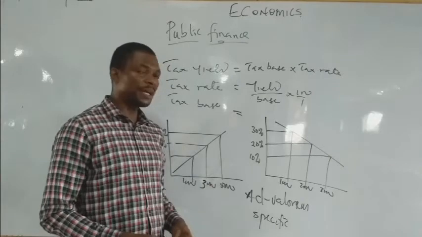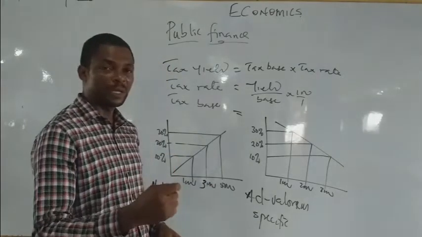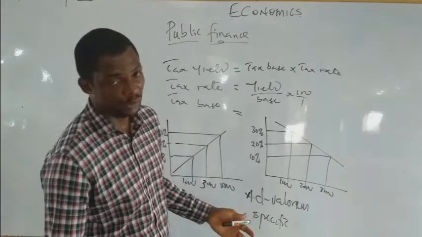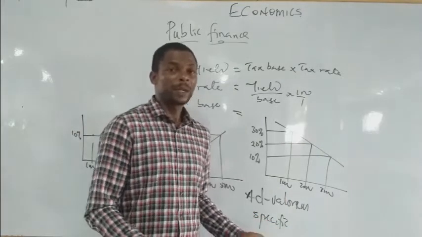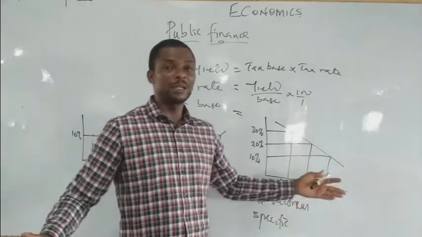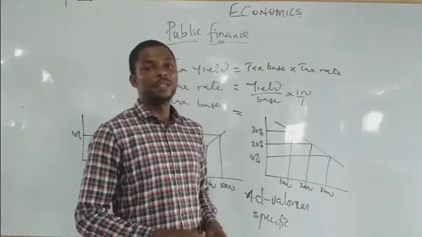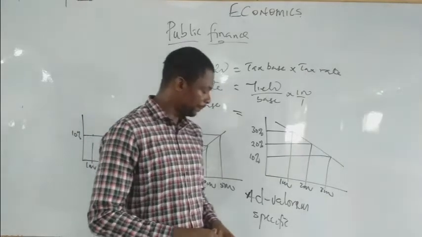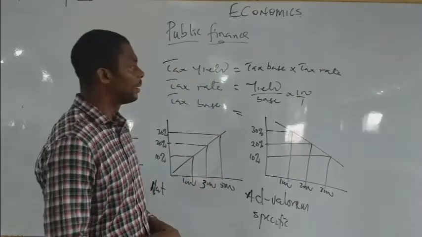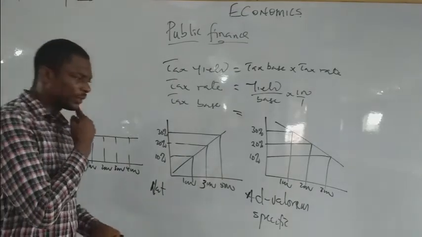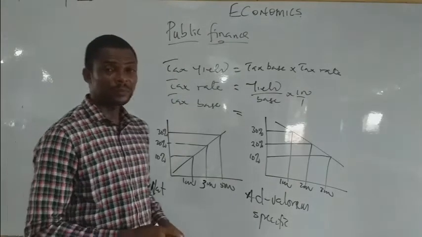Then specific tax is a tax that you pay per unit of the commodity. Maybe at each commodity you pay 10 naira. So by the time you have 1 million, 10 naira times 1 million, you get the exact value of what you're looking for. Such kind of tax is known as what? Specific tax.